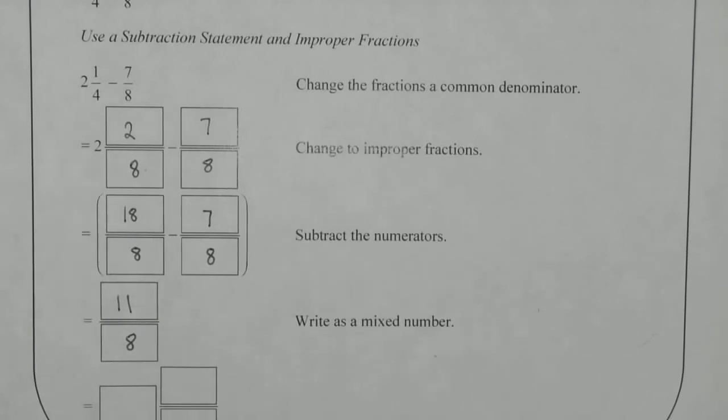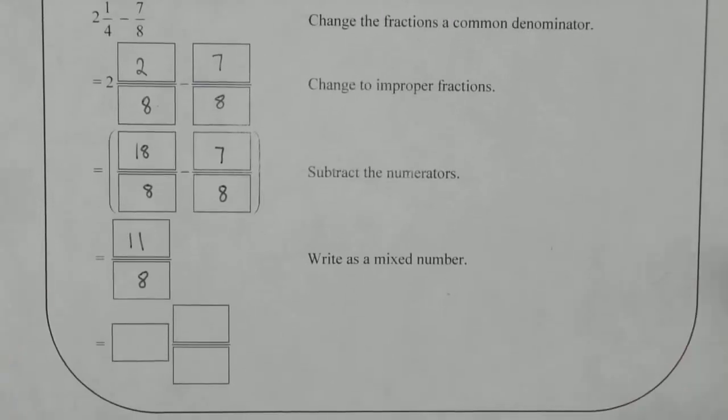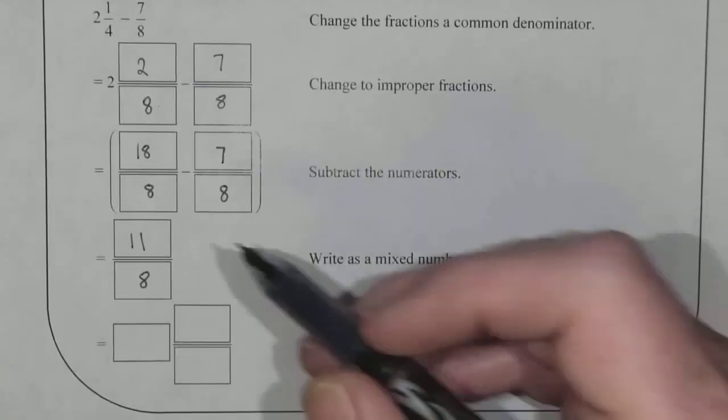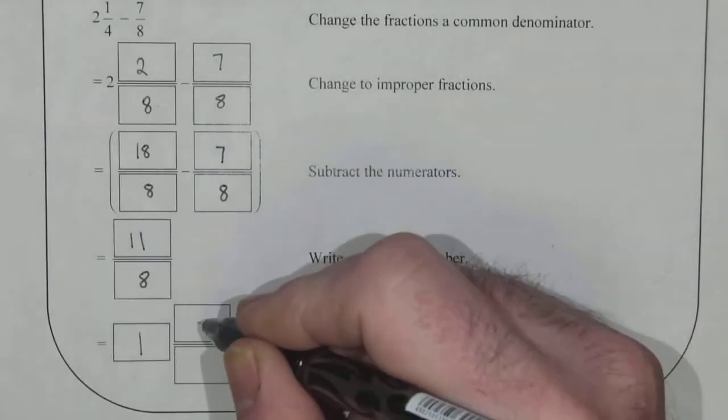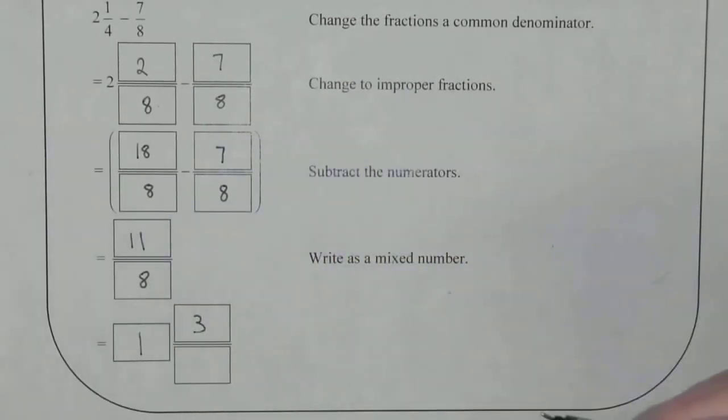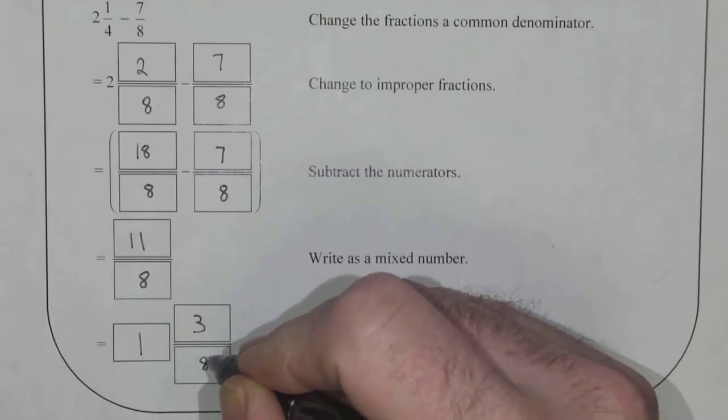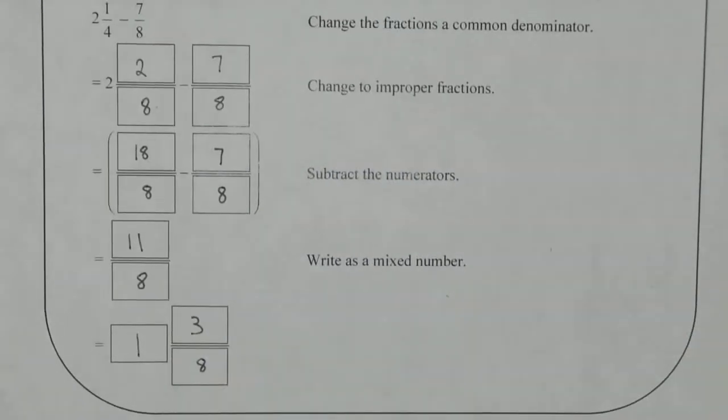But that is now an improper fraction, so it's still not quite right. We need to convert that into a mixed number. So 8 goes into 11 one time with 3 remainder, and our denominator stays the same. So there you have it. The final answer is 1 and 3/8.